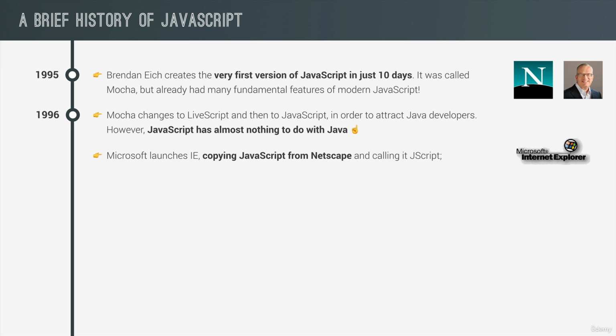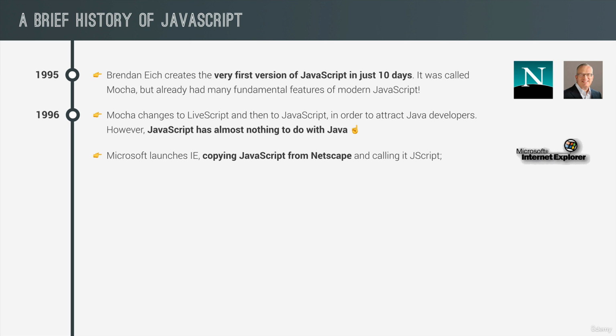Also in 1996, Microsoft launched the Internet Explorer, which basically copied JavaScript from Netscape. But they called it JScript for legal reasons, because, well, you actually cannot just go around and copy other people's programming languages. Now, what this means is that we now had two very similar but competing languages, which of course is never a good idea in the long run.